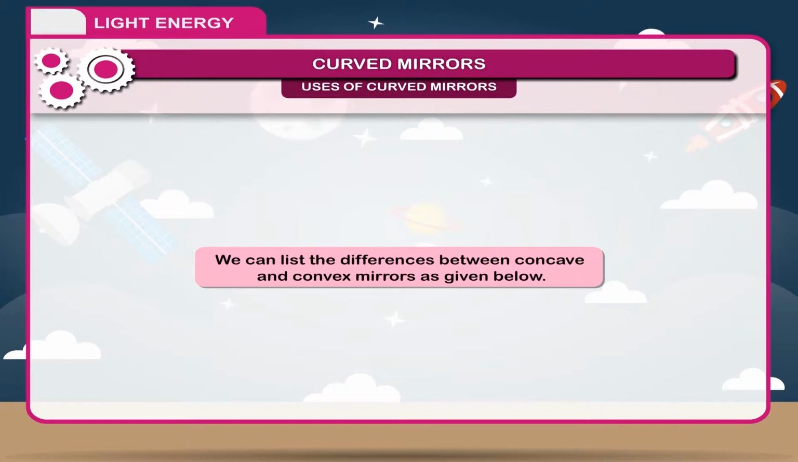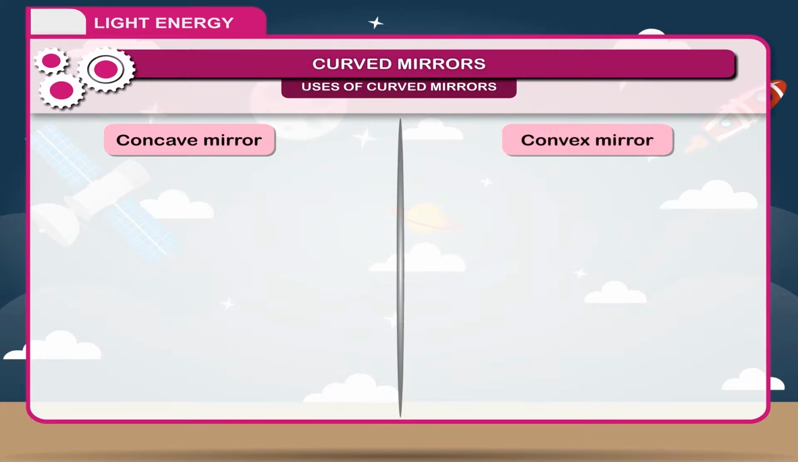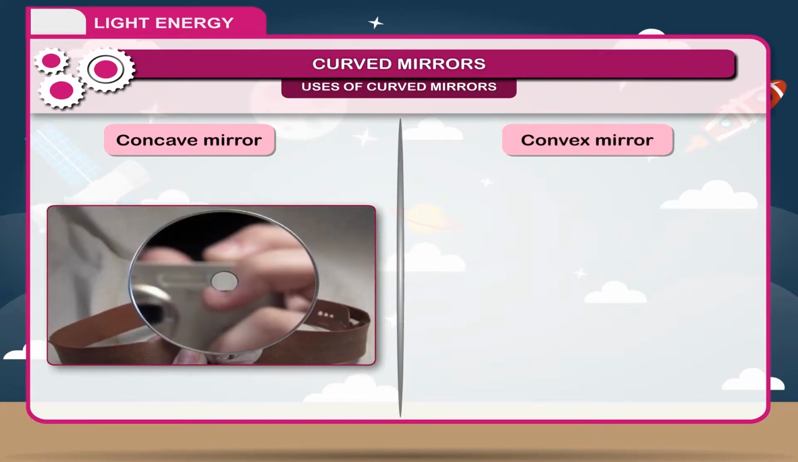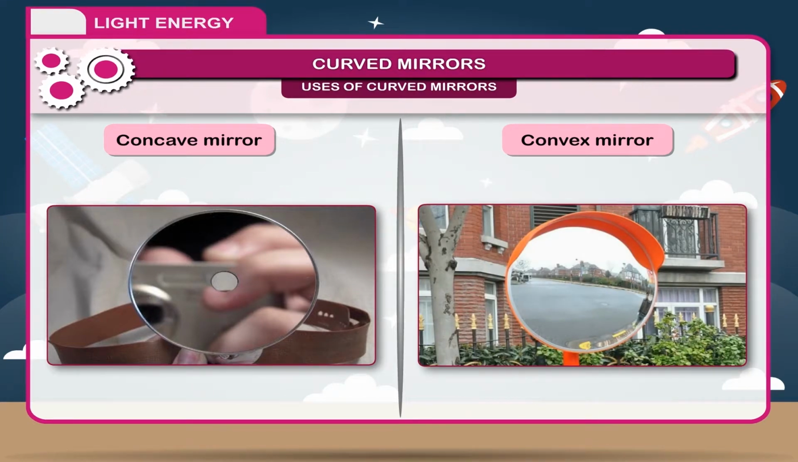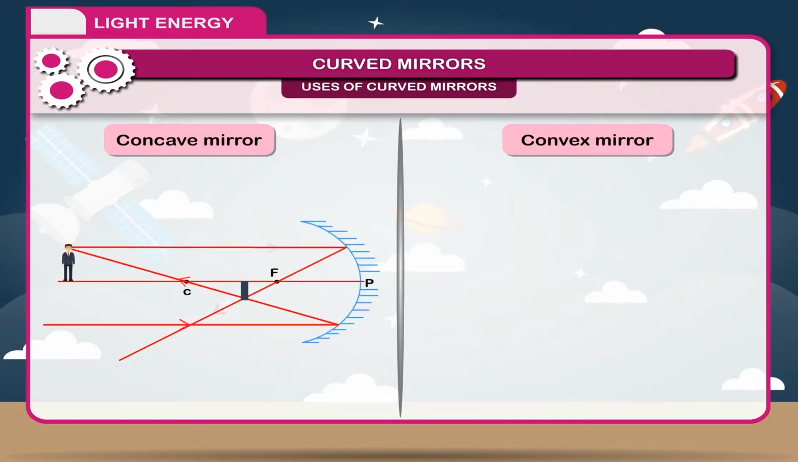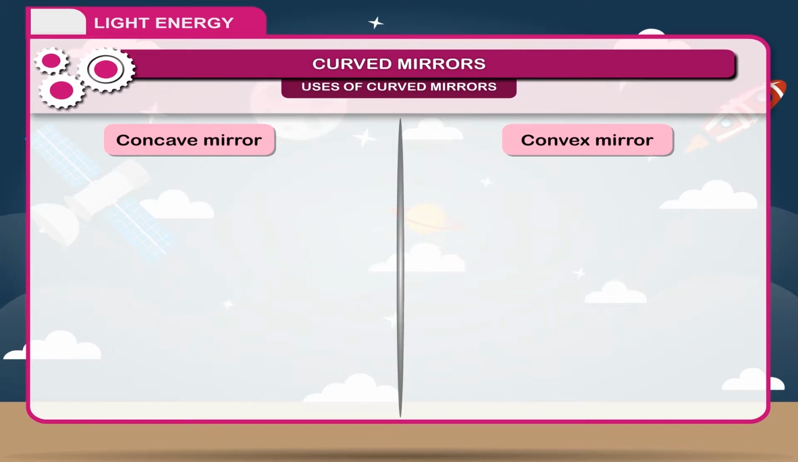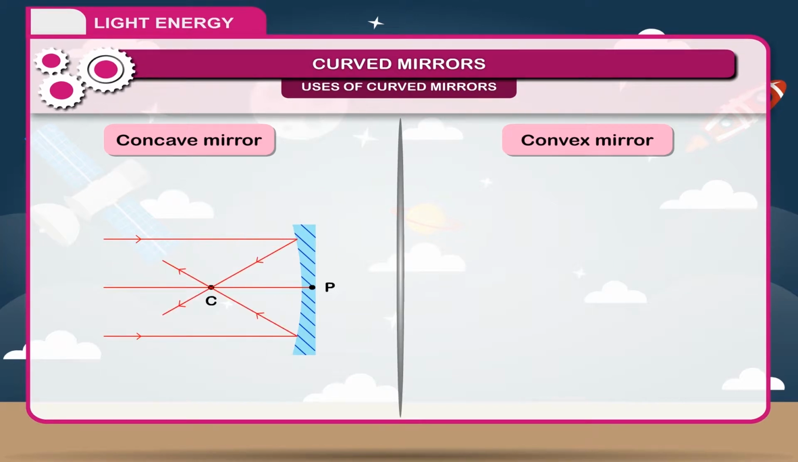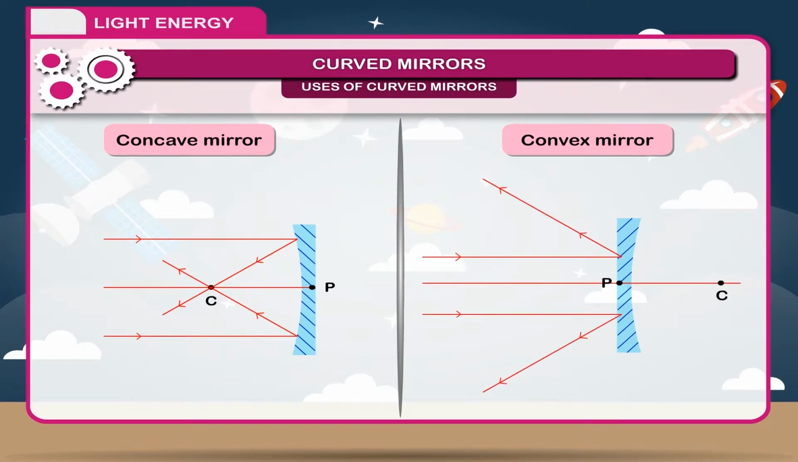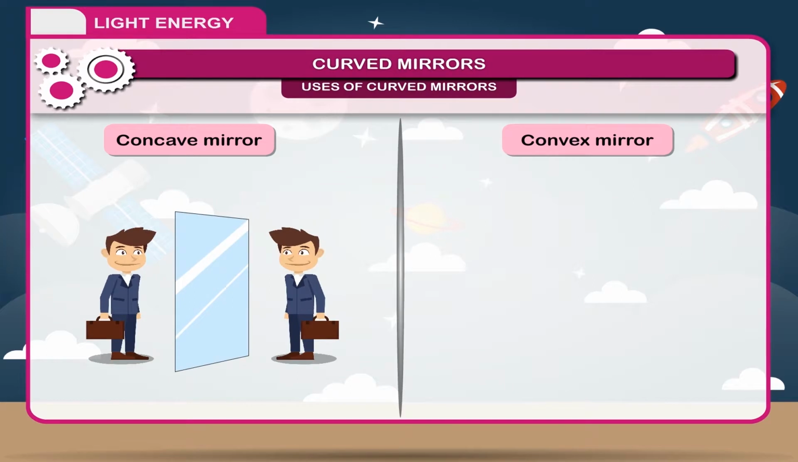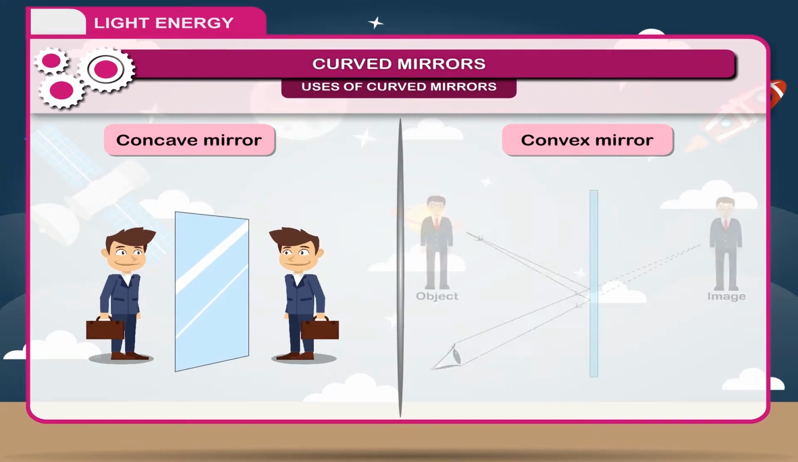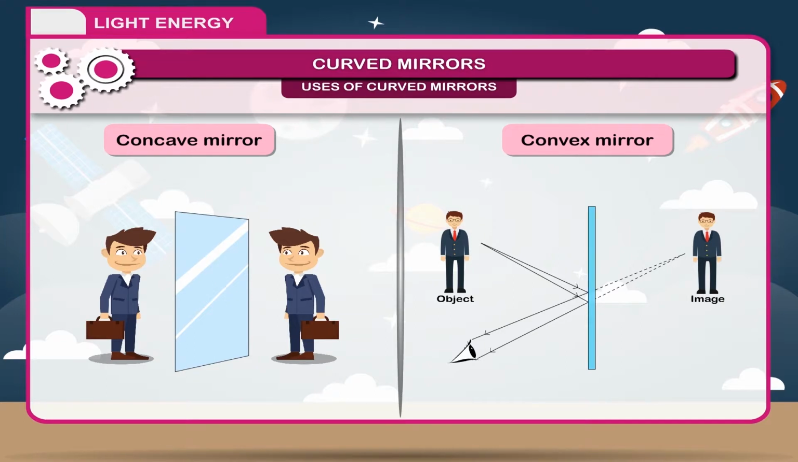We can list the differences between concave and convex mirrors as given below. Concave mirror: 1. It is made by silvering the outer surface of the hollow sphere. 2. Reflection takes place at the inner surface. 3. It converges the light rays incident on it after reflection. 4. Image formed is real as well as virtual. Convex mirror: 1. It is made by silvering the inner surface. 2. Reflection takes place at the outer surface. 3. It diverges the light rays incident on it after reflection. 4. Image formed is always virtual.